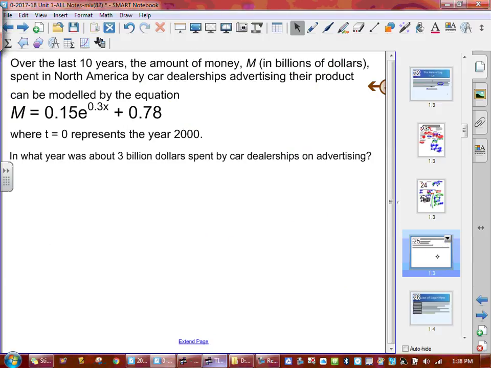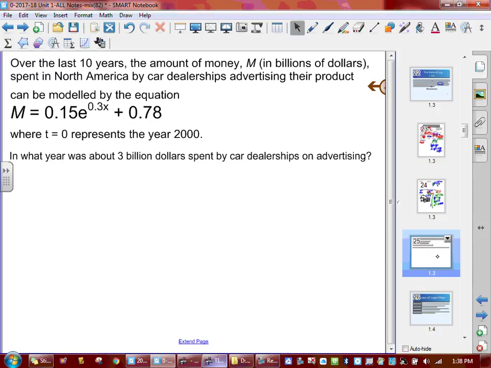And it says, over the last 10 years, the amount of money, capital M, in billions of dollars, spent in North America by car dealerships just for their advertising. Okay, the amount of money they spend on advertising can be modeled by that equation. Now, x equals 0 represents the year 2000. So it wants to know what year there were about $3 billion worth of money spent on advertising. So we would put a 3 right where the M is, and we're going to solve for it, okay?